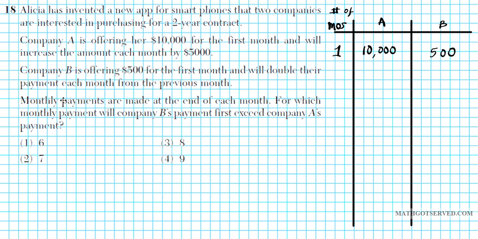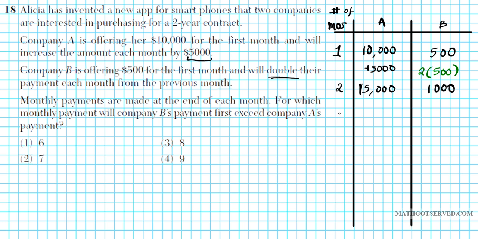Now what happens? For the second month, Company A is going to increase by 5,000. So you keep adding 5,000. For month 2, we add 5,000, and month 2 is going to be 15,000 for Company A. And then how about Company B? You double the previous month. So 2 times 500 gives you 1,000. So Company A is still ahead.